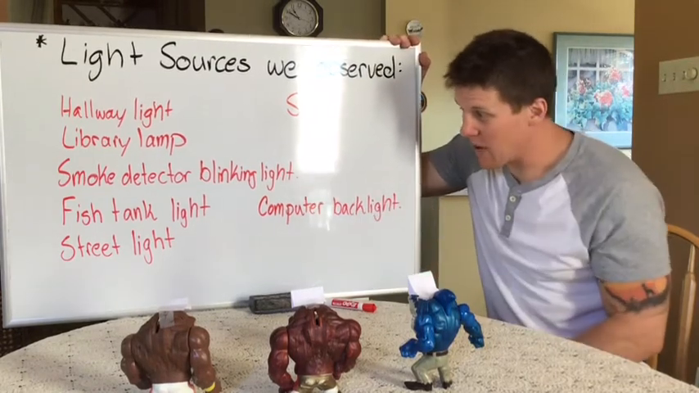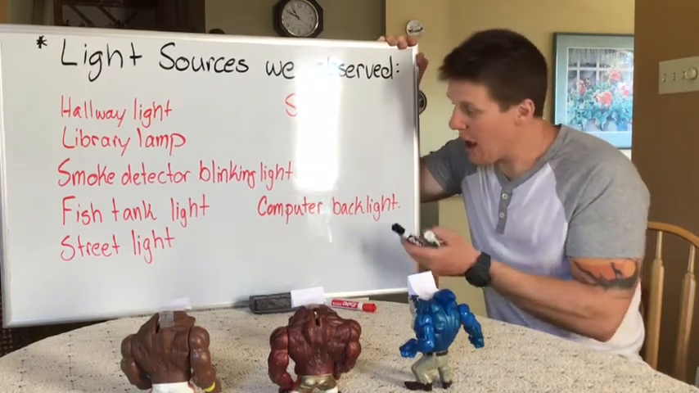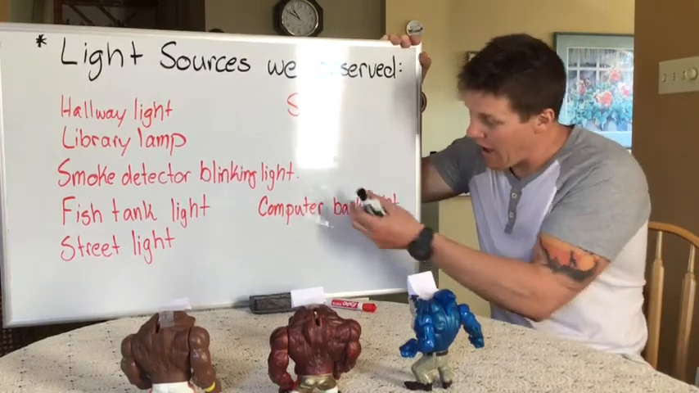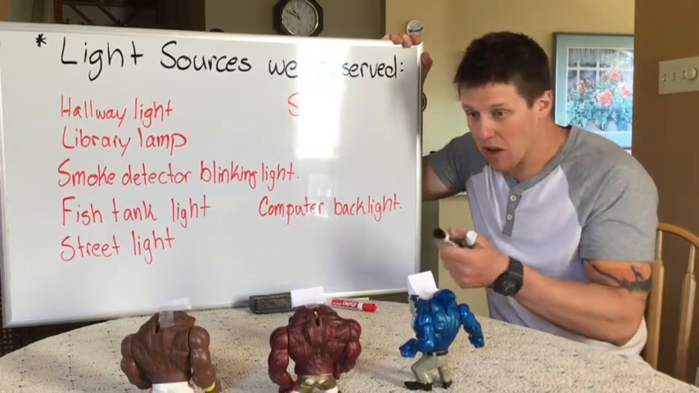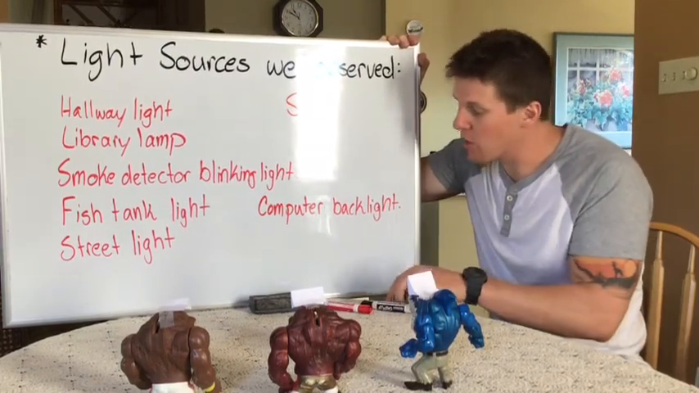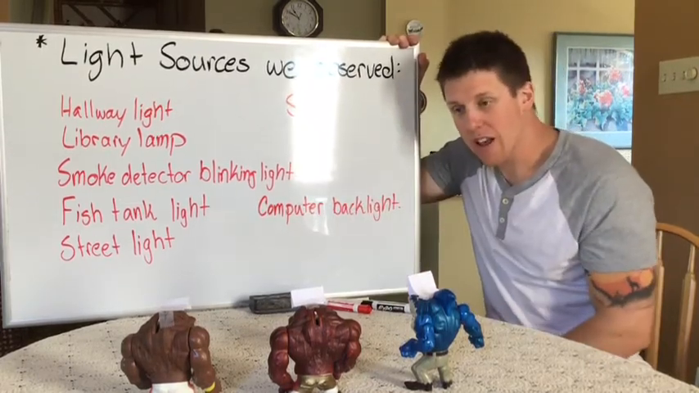Was street lights outside. Someone noticed that their computer had a light in the backlight for their computer. And then a big one, and one that we are going to learn lots about in the coming lessons, is the sun. We went outside and saw the sun.